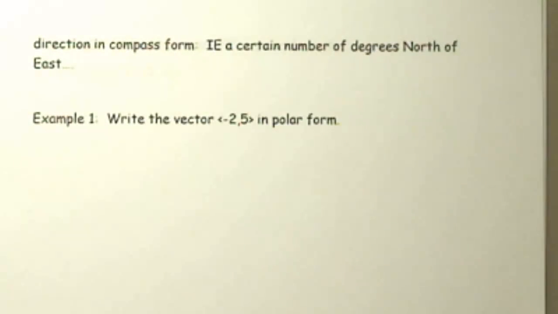So here's a simple example. I think I've created about 6 examples for us to work with on vectors. Some of them I'll do with you, and some I'll ask you to take a try and do by yourself. So the first example is we have a vector <-2, 5>, and we're going to practice writing it in polar form from the component form.